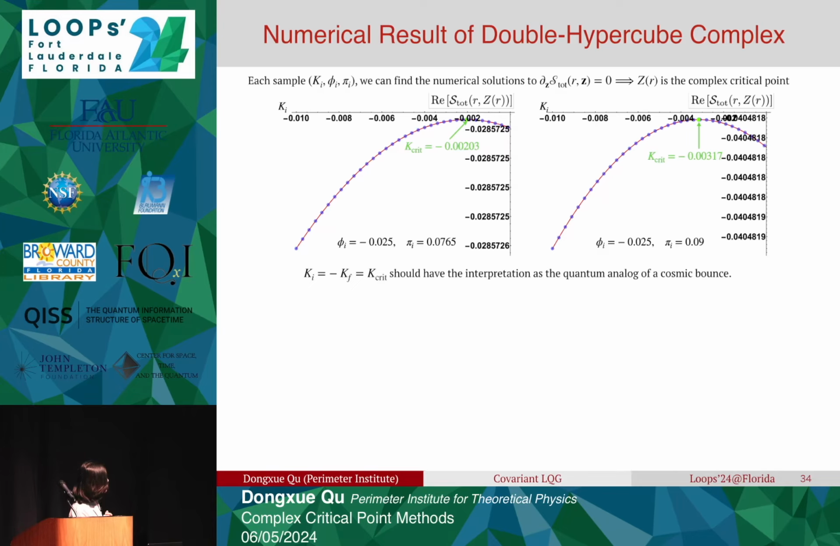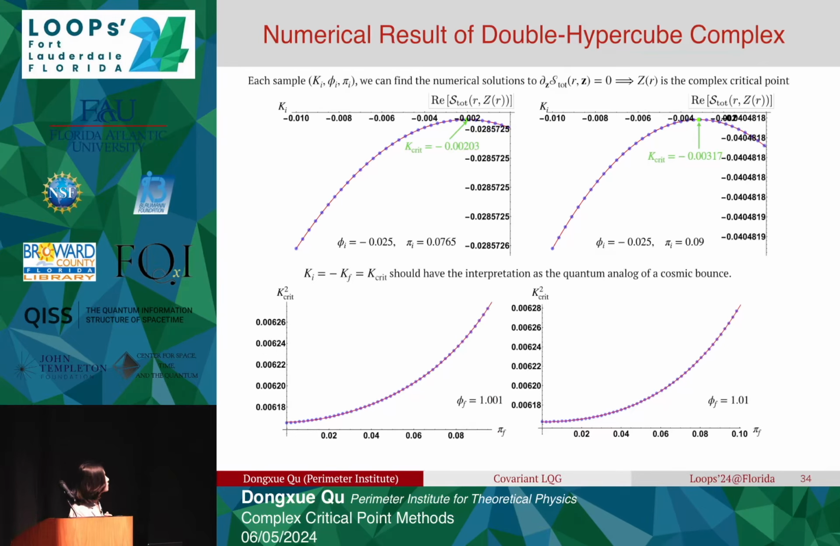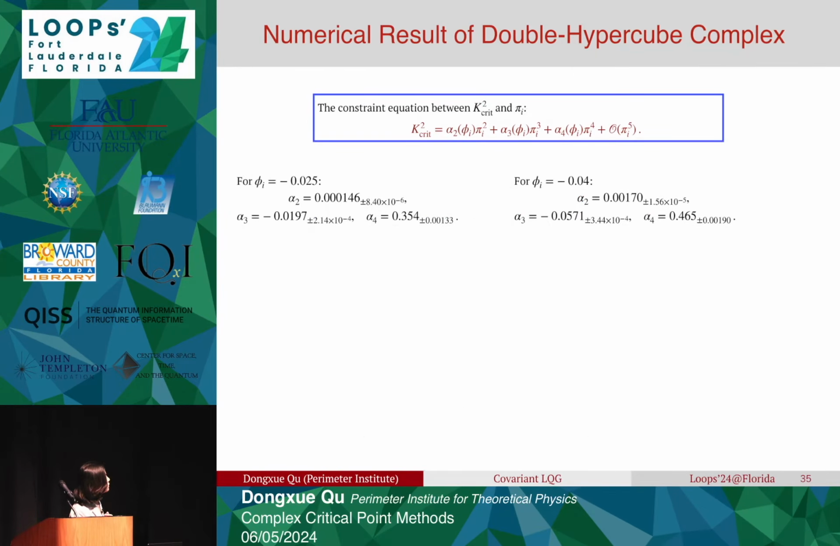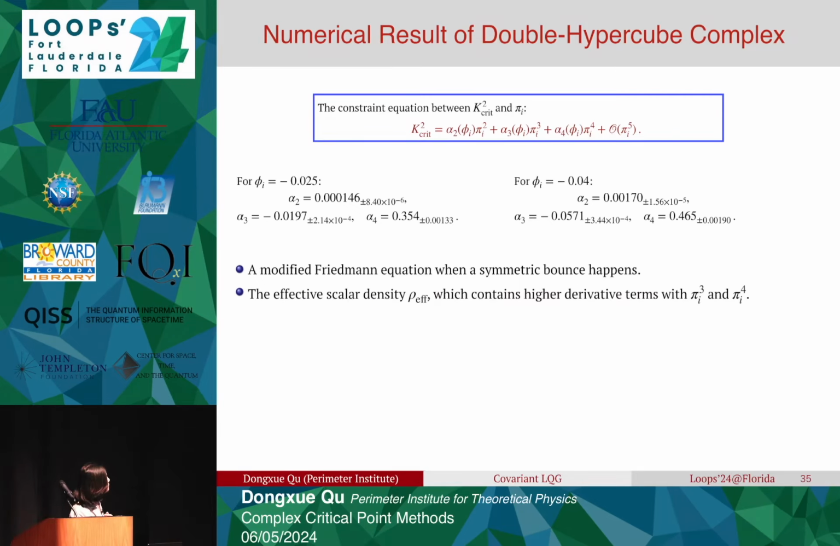So with these conditions, we do the similar numerical simulation and get the similar result. The relation between the k critical and square and the pi also satisfy this constraint equation. So this also gives us the modified Friedmann equation. And when this symmetric bounce happens, the effective scalar density, which contains a higher derivative, is pi to the cube and pi to the fourth. And the scalar potential vanished. You can see the constant term vanishes because we can consider the scalar potential vanishes because there is no constant term.